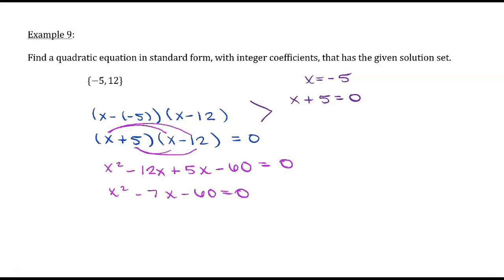If we want a solution for x to be positive 12, we could subtract 12 from both sides of this equation and we would write x minus 12 is equal to 0. So x minus 12 is one of the factors that we need. Again, using that zero factor property in reverse.